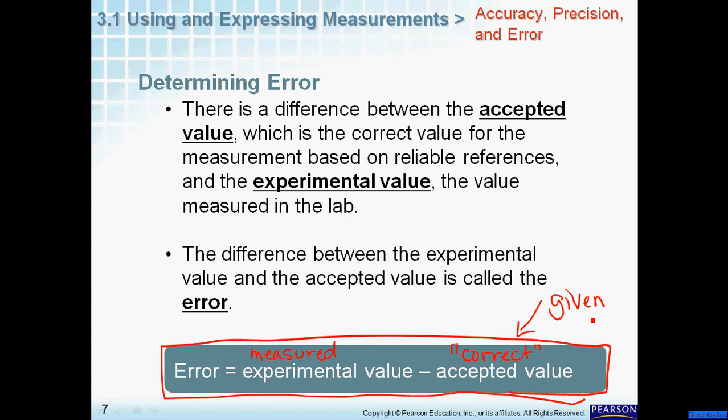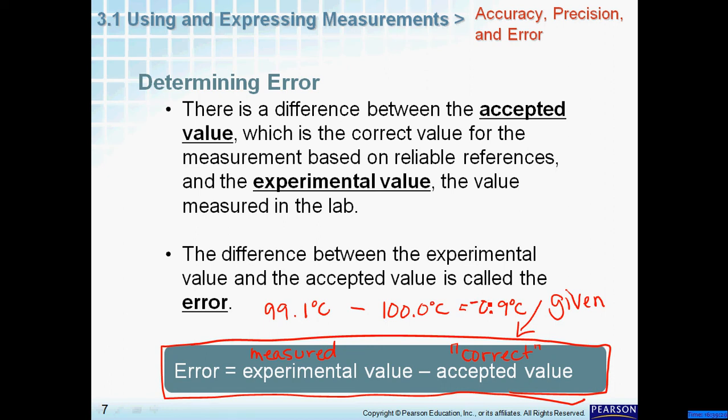So to find our error, we take the measured value and subtract the correct value. Well, what's that for our water? We measured our water at 99.1 degrees Celsius, and the correct value is 100.0 degrees Celsius. So when we subtract those two, our error is 0.9 degrees Celsius. Oops, that should be a negative. Negative 0.9 degrees Celsius.